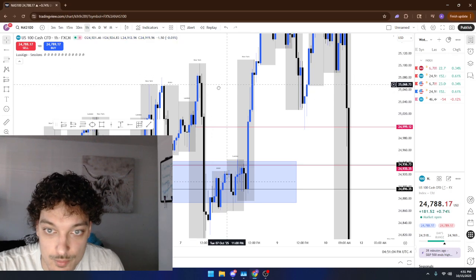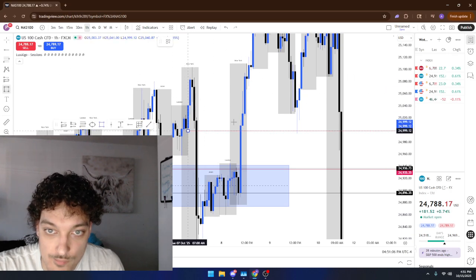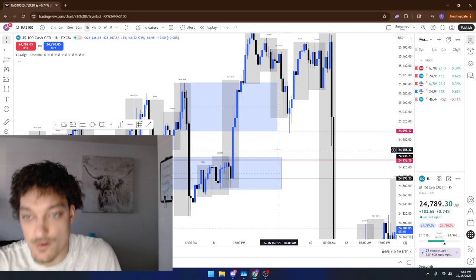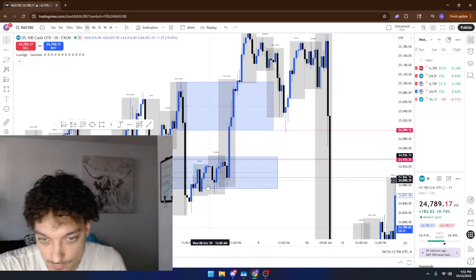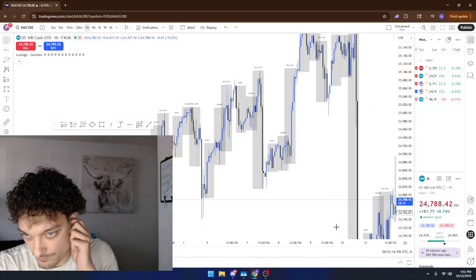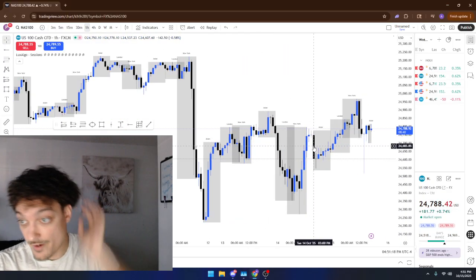Break of structure, swept this liquidity. Boom. Price swept liquidity. Here's another order block. Alright. As you see, this failed. These order blocks are no longer in play. Okay, that is order blocks.